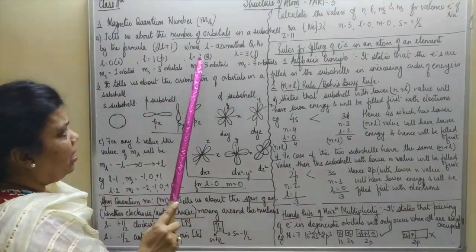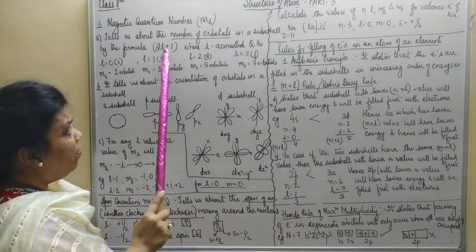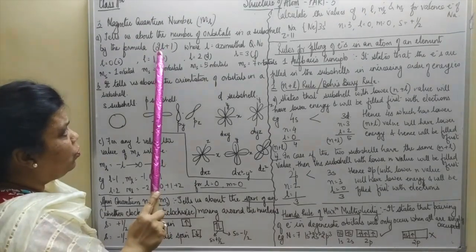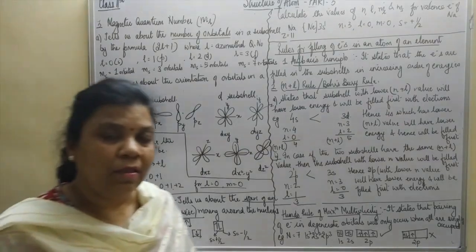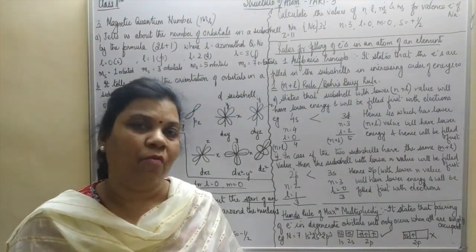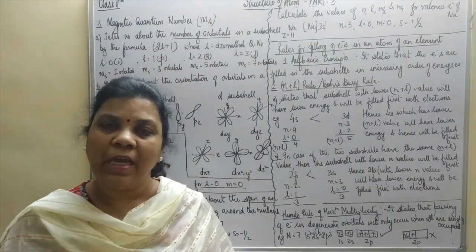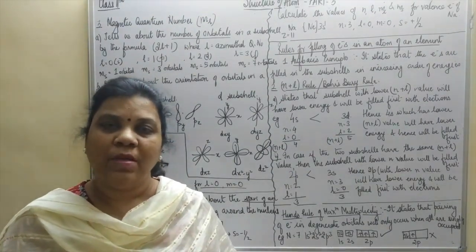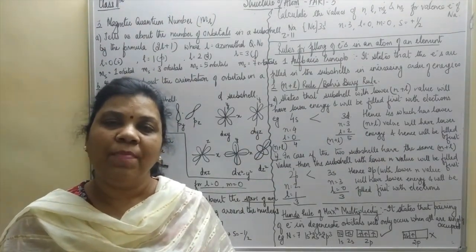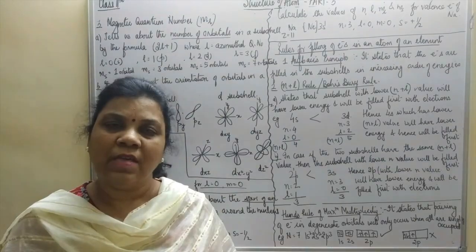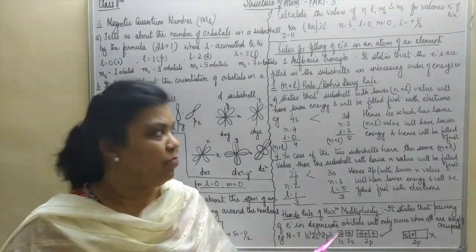Let us take L equals 2 corresponding to the D subshell. If we substitute L equals 2, 2 times 2 is 4, plus 1 is 5, and altogether we know that the D subshell comprises 5 orbitals. So, by the formula 2L plus 1, we get to know the number of orbitals present in a given subshell. So, this quantum number, the magnetic quantum number, gives an idea about the number of orbitals present in a given subshell.